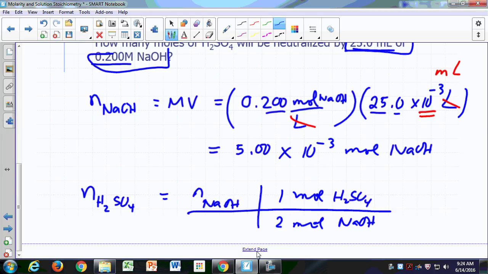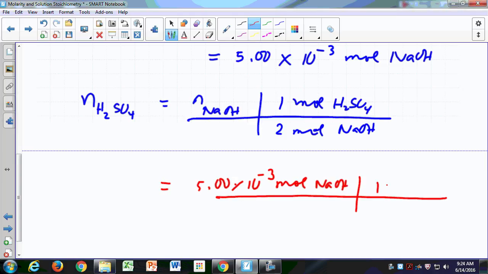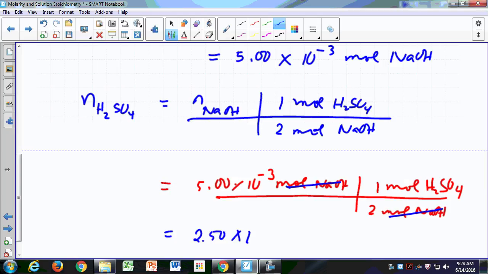And if we do this, that's 5.00 times 10 to the negative 3 moles of sodium hydroxide times 1 mole H2SO4 over 2 moles of sodium hydroxide. Moles of sodium hydroxide cancels out, and you get an answer of 2.50 times 10 to the negative 3 moles of H2SO4.